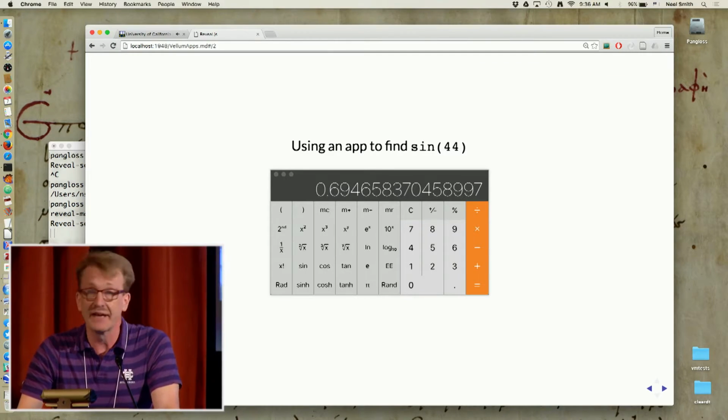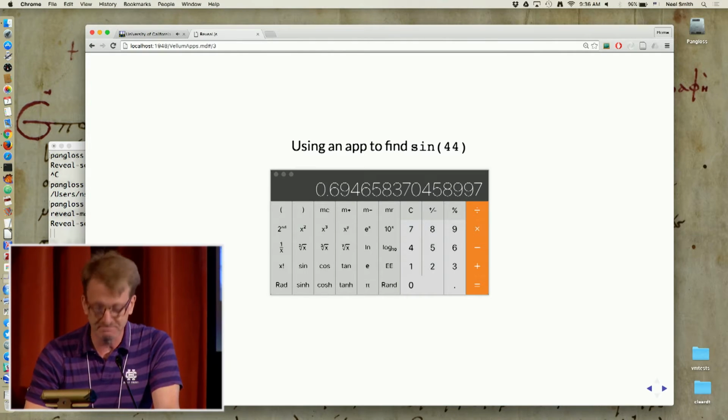Now, when I was a high school trigonometry student, I had never seen a calculator, much less a computer. But we worked with sine functions. We did have an app for that. It looked like this.